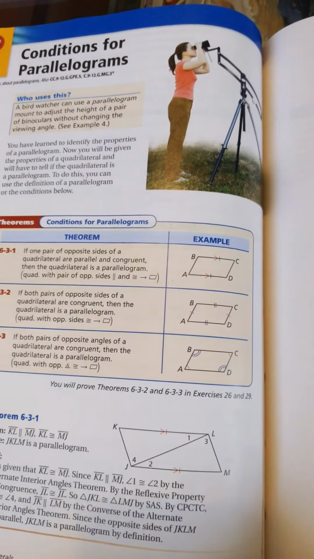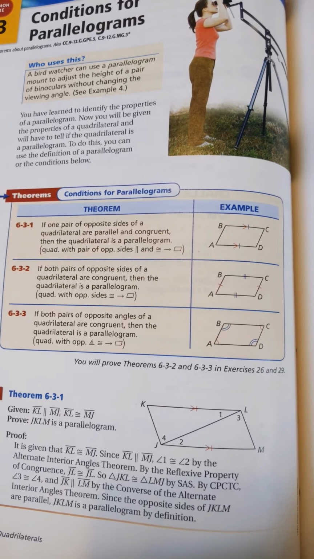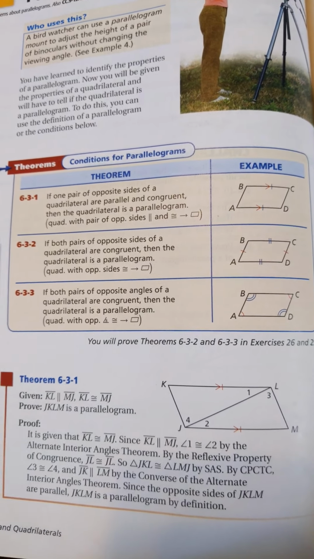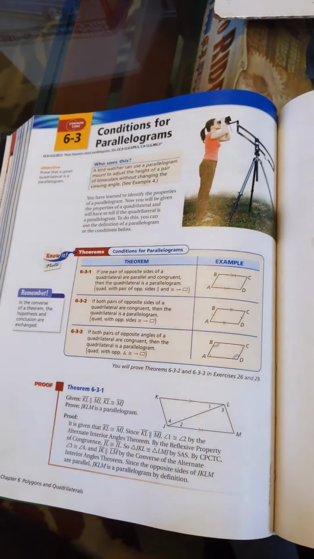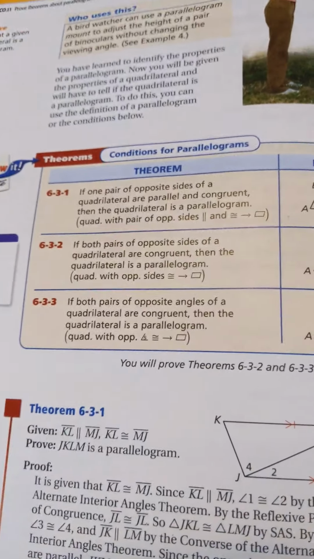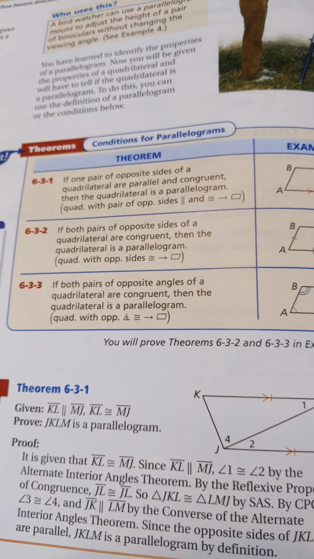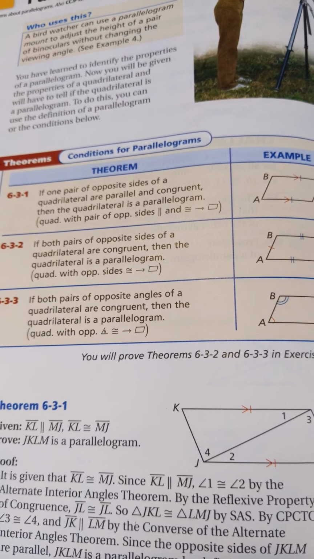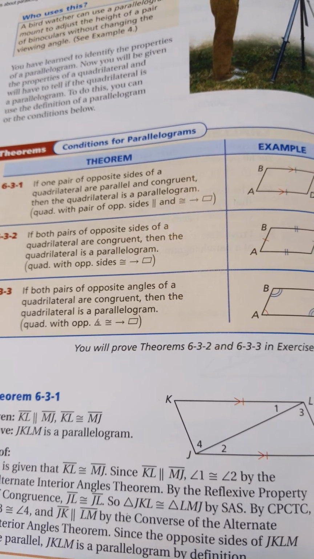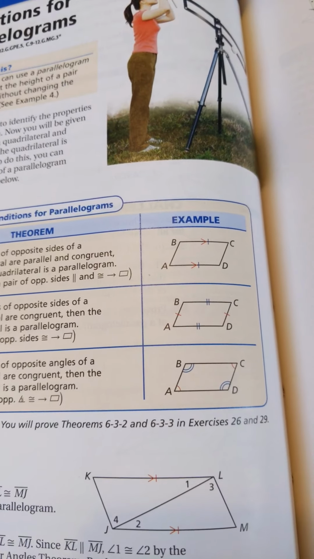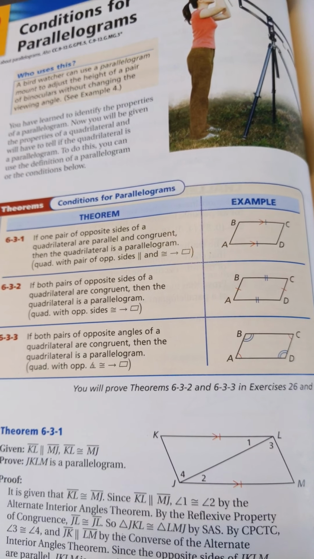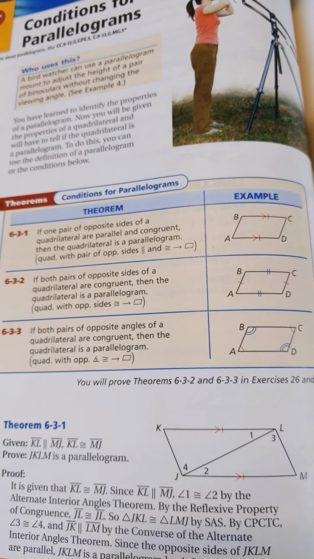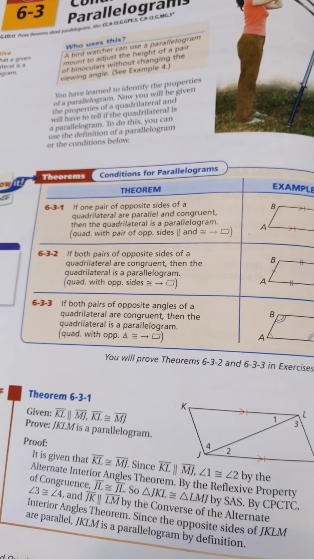Conditions for parallelograms. These are, in a sense, your converses. These are the opposites. Nothing's new. Nothing's different. All it is doing is bringing it up in the other way. It says for 6-3-1, if one pair of opposite sides of a quadrilateral are parallel and congruent, then the quadrilateral must be a parallelogram. Of course it has to be a parallelogram. If both pairs of opposite sides of a quadrilateral are congruent, then the quadrilateral is a parallelogram. You get where I'm going.